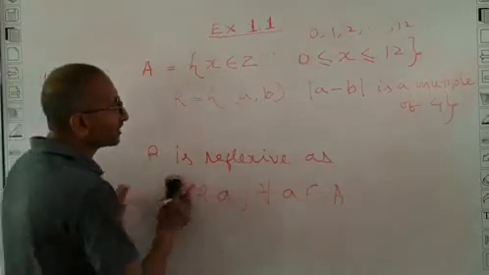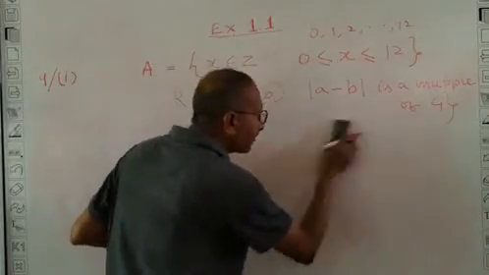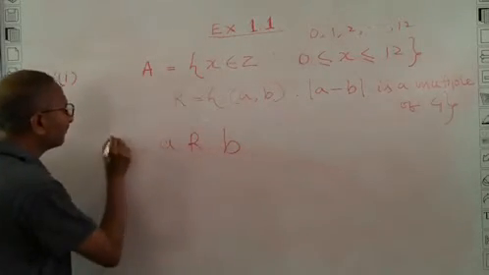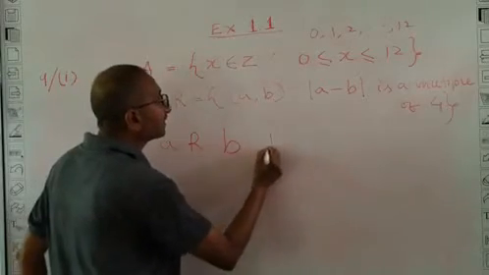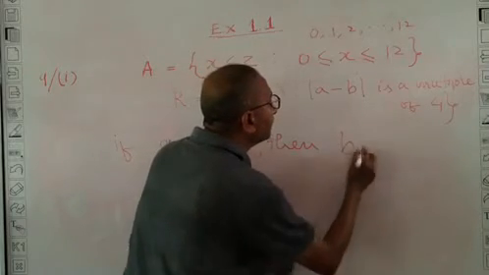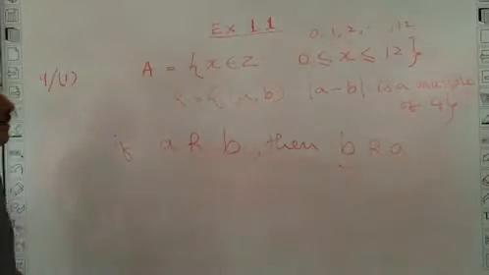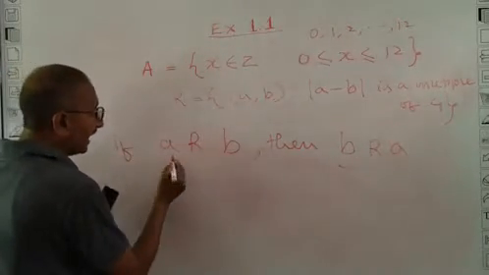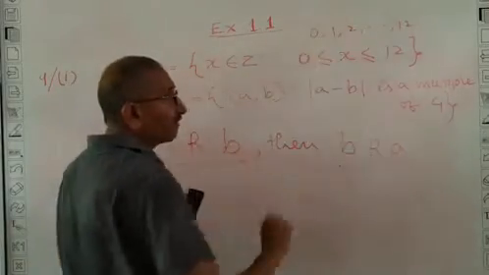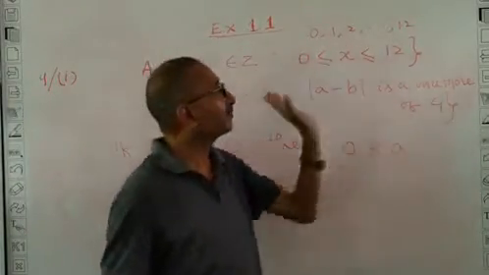The second point is that now we have to show that it is symmetric. Symmetric means what? If A is related to B, then we must have B is related to A. This we will have to get. Now let us take one example. Say A is related to B. Take two elements from 0 to 12 such that their difference is a multiple of 4.